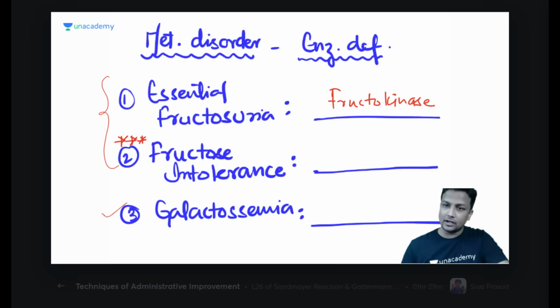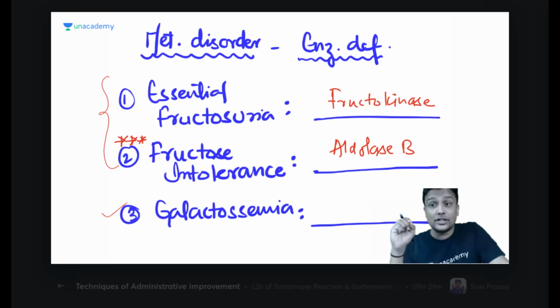More important than this is fructose intolerance. Fructose intolerance will occur due to deficiency of Aldolase B. B is also important there. I think you have learned that in pediatrics also.